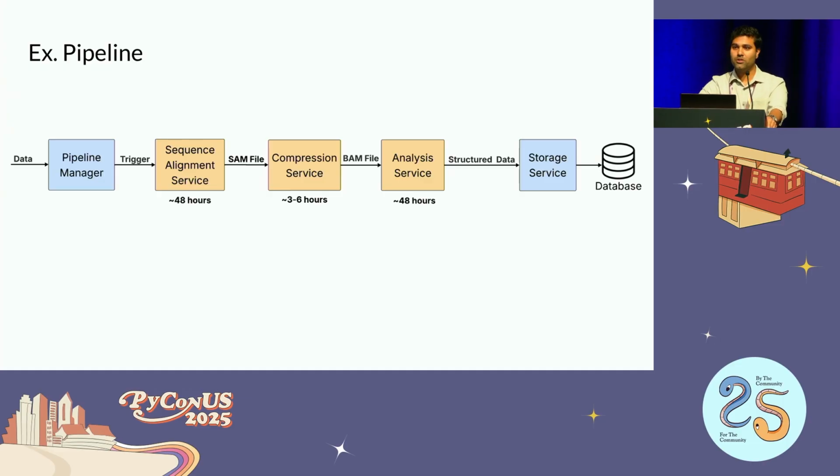Run it through a compression service to create a binary version of it to efficiently store it, and then the good old analysis, which runs a series of sub-analyses to extract critical data points, and then we store it in a structured format in the database. So this is a data pipeline that can run around 2.5 to 3 days for each and every single instance, and which represents a DNA sequence from a drop of blood or saliva, for example.